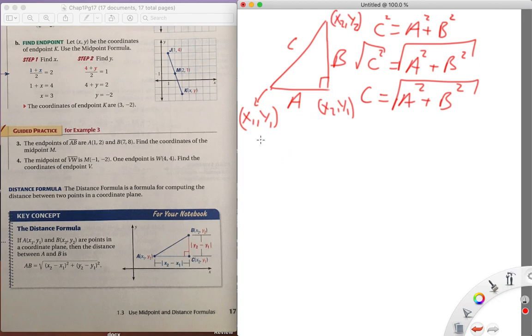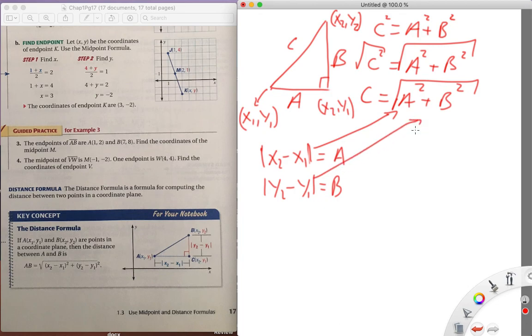So that would be the absolute value, right? So x1 minus x2. Actually, I did it wrong. x2 minus x1. Right? That's going to give me the A distance. And over here, I can use y2 minus y1. And that's going to give me my B distance. So I'm going to put that for A, I'm going to put that for B.